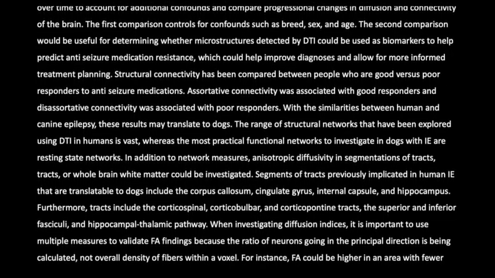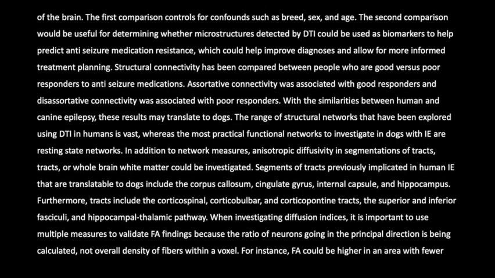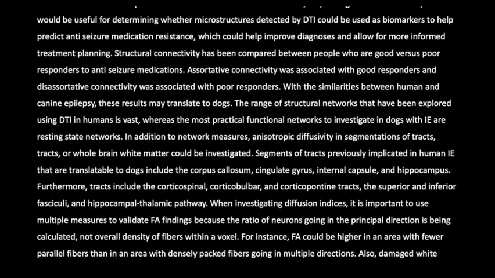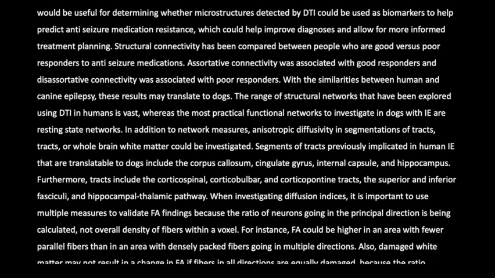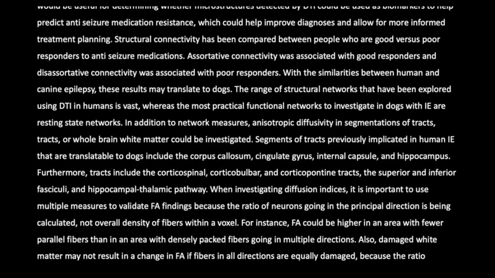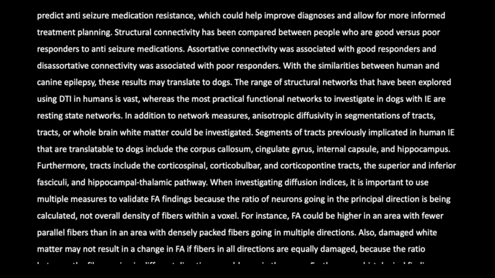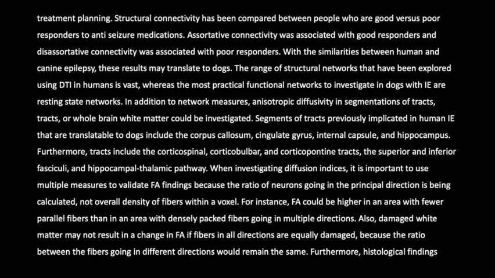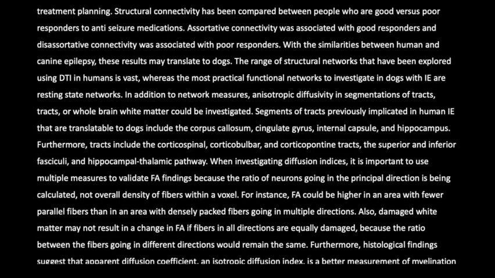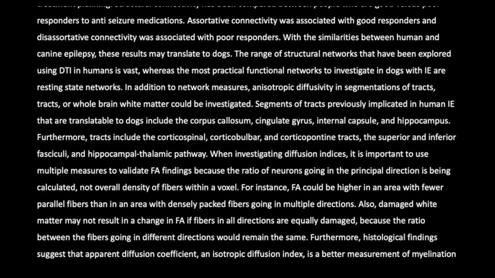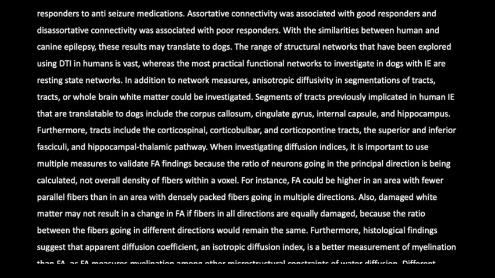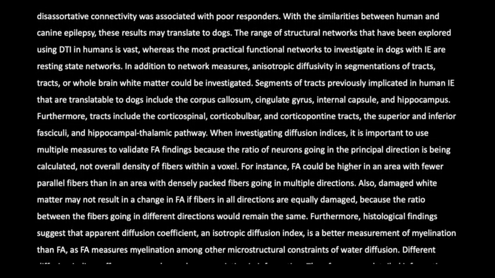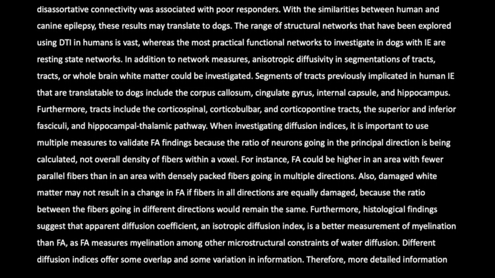The range of structural networks that have been explored using DTI in humans is vast, whereas the most practical functional networks to investigate in dogs with IE are resting state networks. In addition to network measures, anisotropic diffusivity and segmentations of tracts, or whole brain white matter could be investigated. Segments of tracts previously implicated in human IE that are translatable to dogs include the corpus callosum, cingulate gyrus, internal capsule, and hippocampus. Furthermore, tracts include the corticospinal, corticobulbar, and corticopontine tracts, the superior and inferior fasciculi, and hippocampal thalamic pathway.